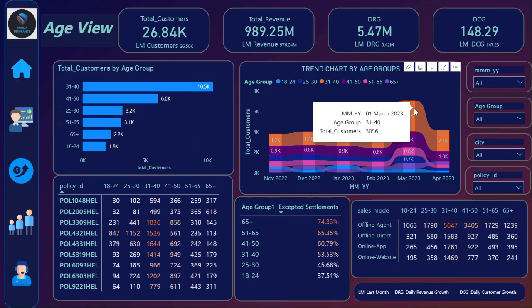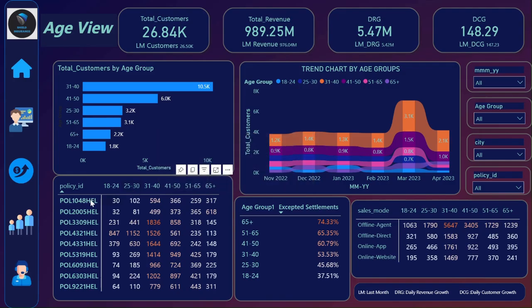As we see from first to last, the highest age group is 31 to 40. We are generating more revenue in the age group of 31 to 40, and the number of customers is also higher in that age group. In the policy IDs, we are highlighting the policies which have the higher values. From first to last, the age group of 31 to 40 is the higher.